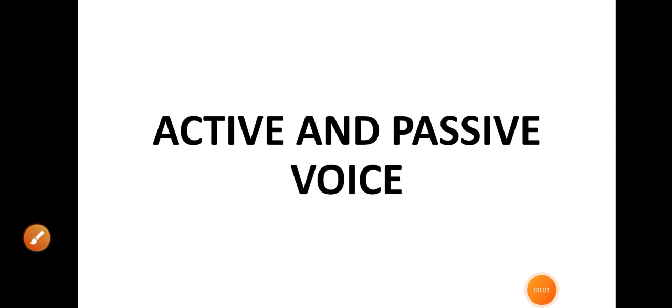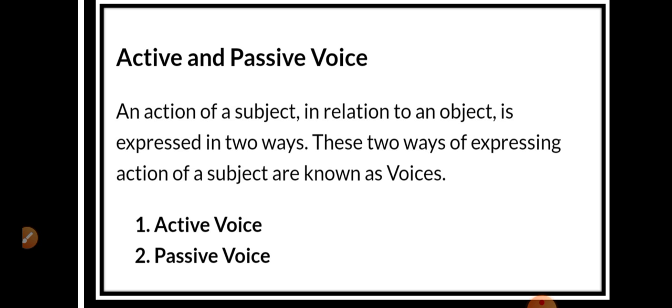Hello everyone, in this video we will learn about active and passive voice. An action of a subject in relation to an object is expressed in two ways. These two ways of expressing action of a subject are known as voices, which are active voice and passive voice.